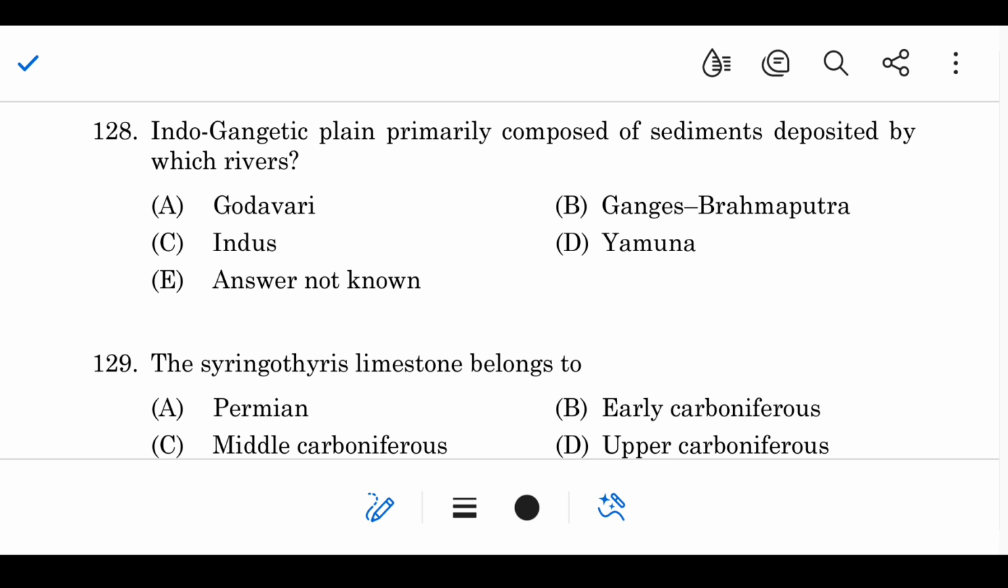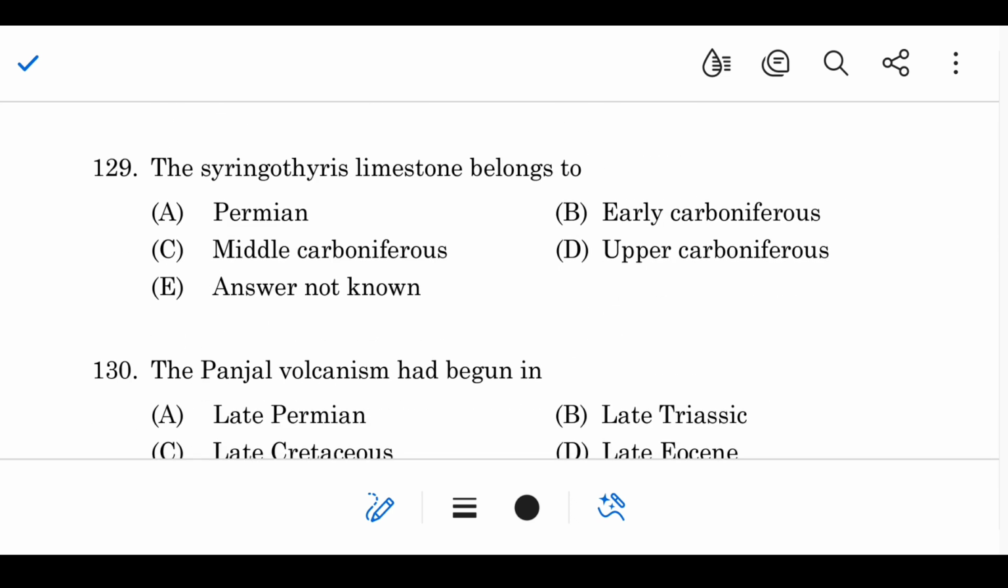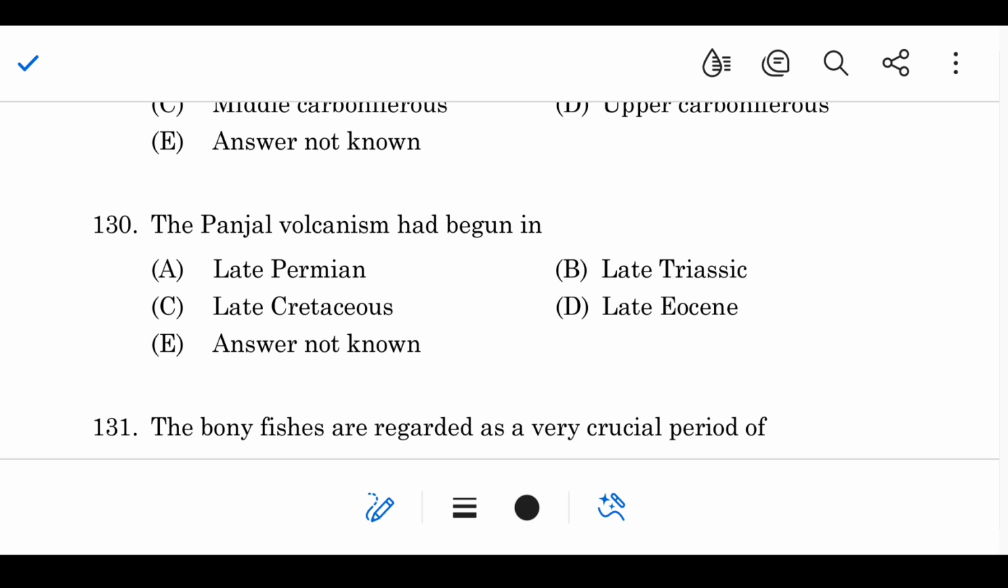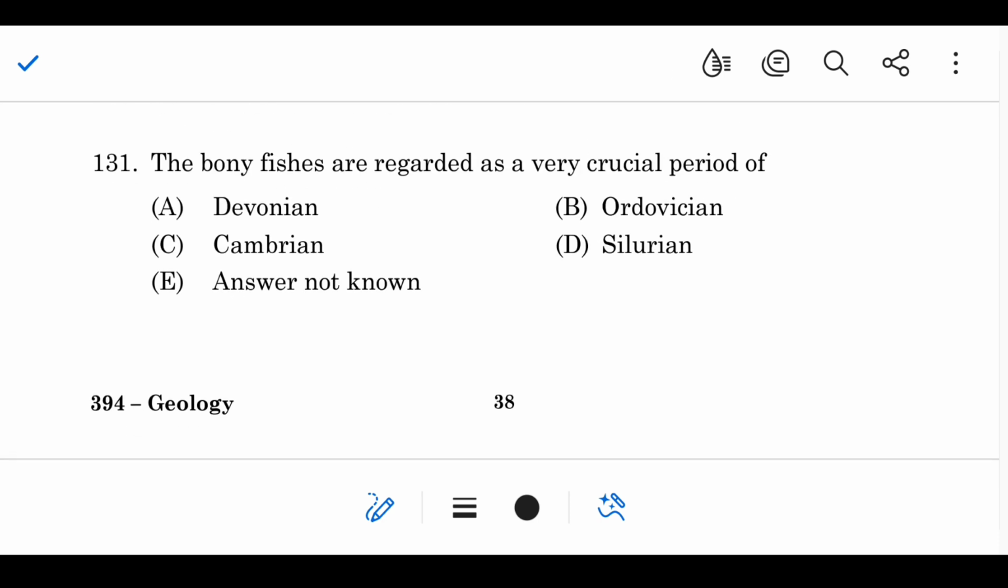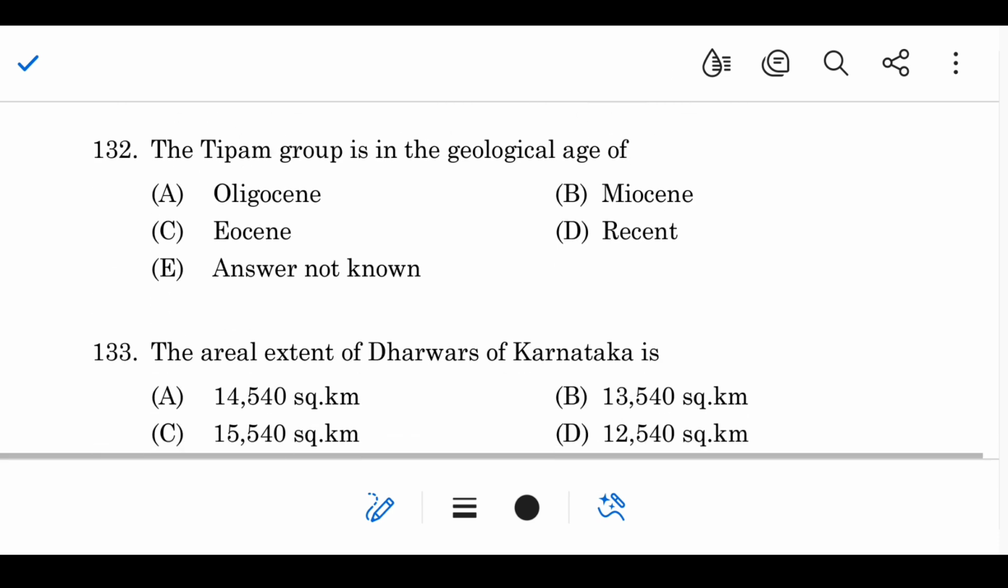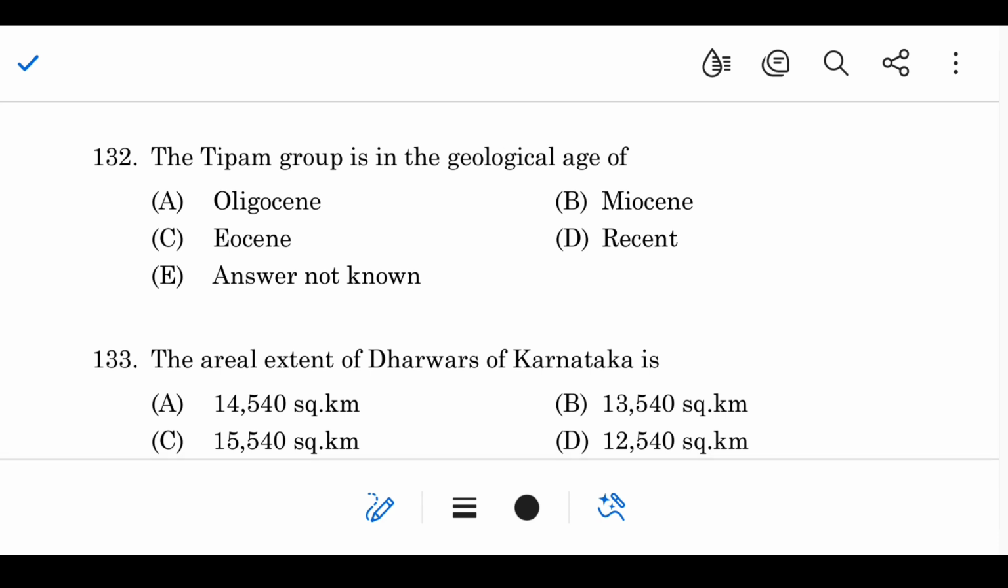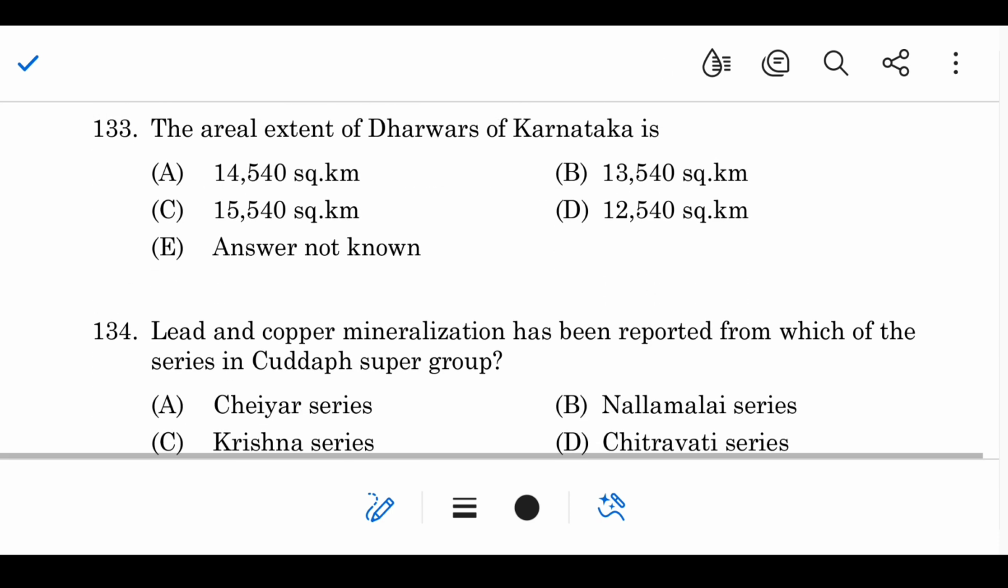The Indo-Gangetic plain is primarily composed of sediment deposited by which river? Ganga and Brahmaputra. The Syringothyris limestone belongs to the early Carboniferous. The Panjal volcanic bed began in late Permian. The bony fish are regarded as very crucial in the period of Devonian. The Tipam group is in the geological age of Miocene.